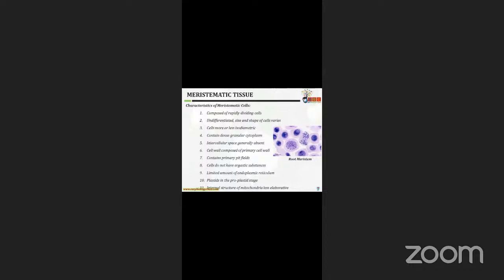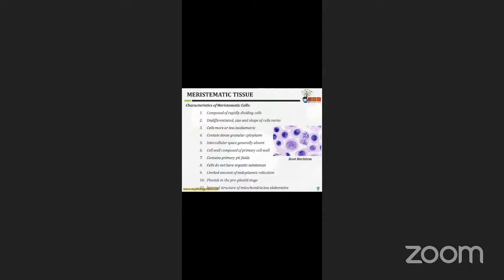Next, they contain dense granular cytoplasm. Meristematic tissues show cytoplasm of the granular type.